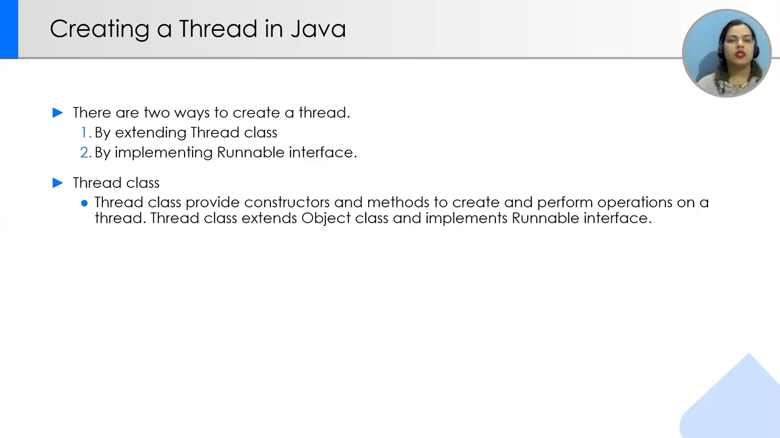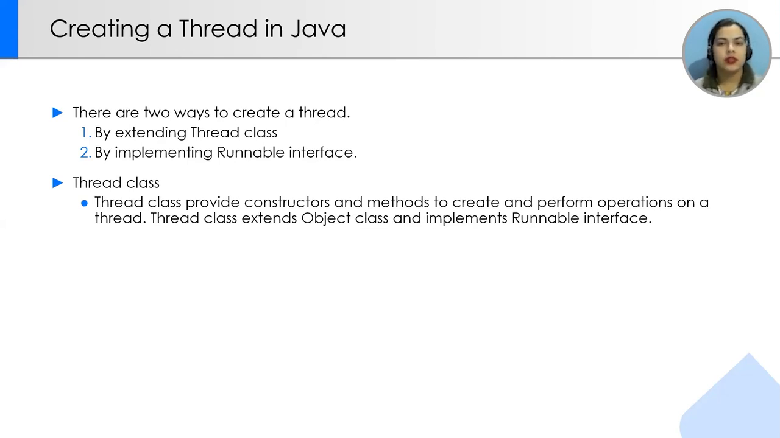Now, there are various ways in which we can create a thread. As per the methods provided by Java, there are two ways by which we can create a thread. The first way is by extending the Thread class. That means our Thread class is already there and we can just extend that class. And then we can also create a thread with the help of an interface, and that is possible by implementing Runnable.